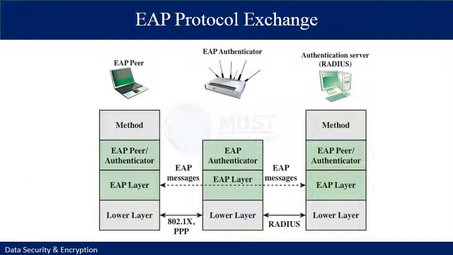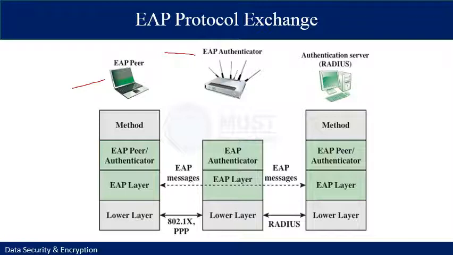So these figures indicate a typical arrangement in the EAP is used. There are some certain components which are described here. The first one is an EAP peer, and it is a client computer that is attempting to access a network. Then we have an EAP authenticator, which is an access point or network access server, and it requires the EAP authentication prior to granting access to the network.